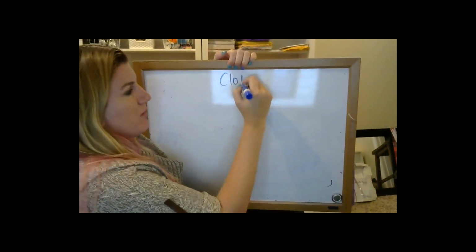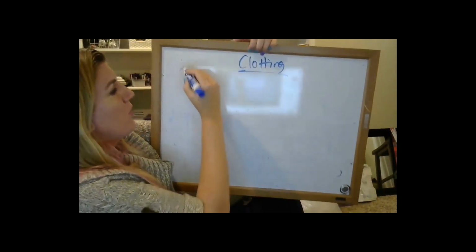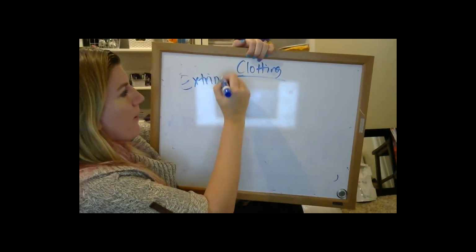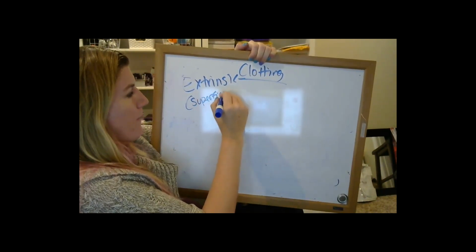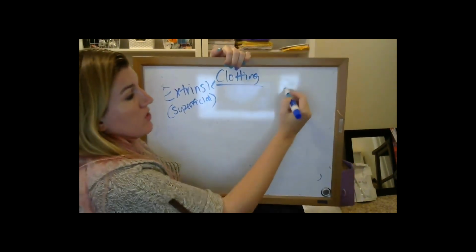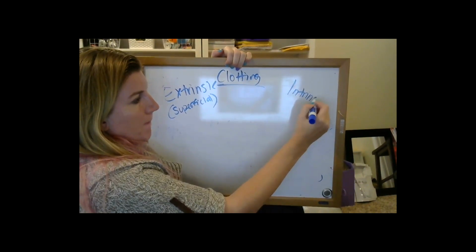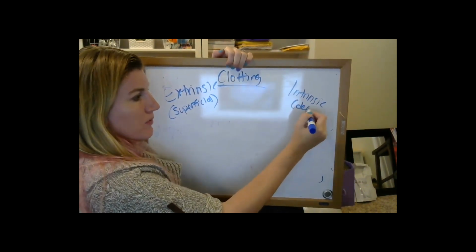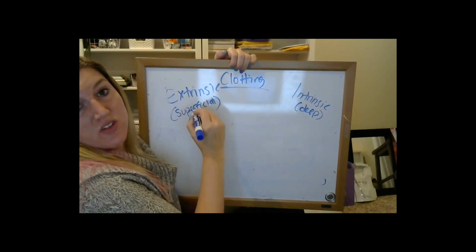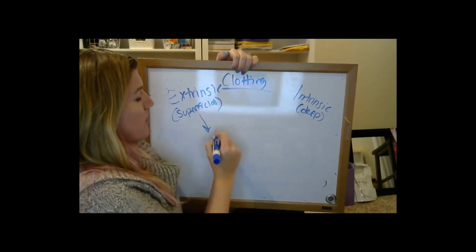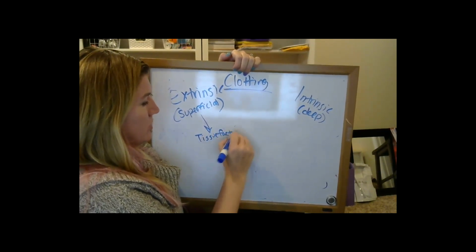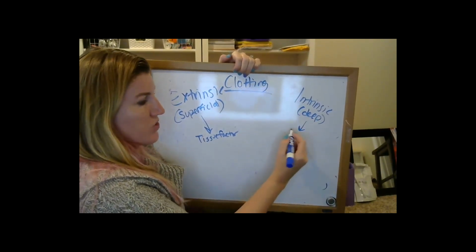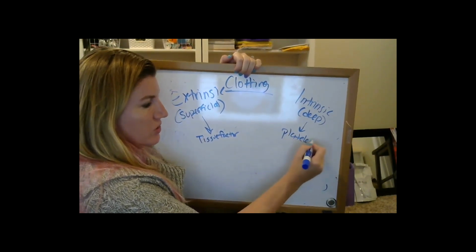So our clotting process, we can label the whole thing, clotting, right? We have an extrinsic pathway. This is more superficial. And we have an intrinsic pathway. This is the deep, right? This is inside the vessel. This is on the surface of the vessel. So extrinsic pathway is using tissue factor. Intrinsic pathway is using platelet factor.